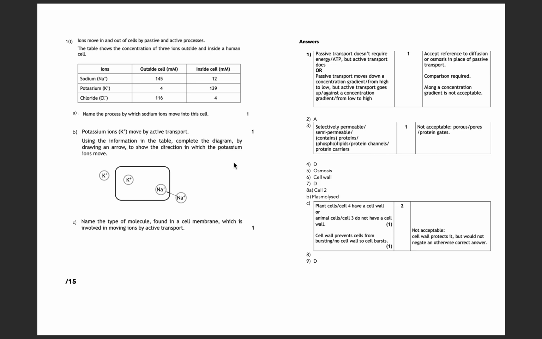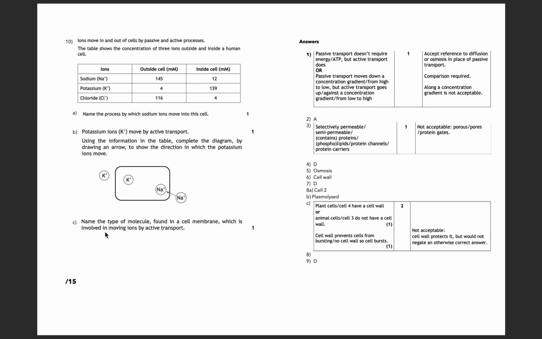Potassium ions move by active transport, so it's told us they move by active transport. Using the information in the table, complete the diagram to show which direction the potassium ions are moving. So they move by active transport. Look at the table. So potassium, active transport, moving from a low concentration to a high concentration. So you can draw the arrow again. It's moving from outside to inside the cell because it's moving from a low to a high. So the arrow should have been pointing inwards and have the head of the arrow pointing to this second potassium ion here.